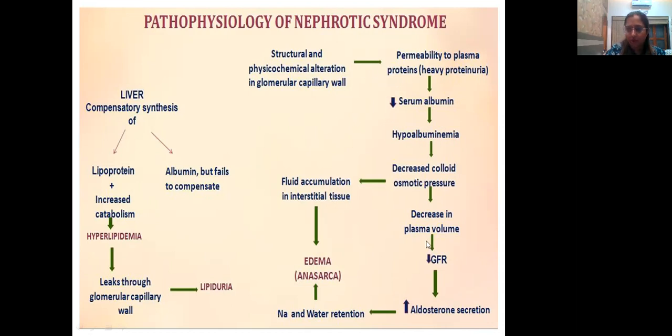Also, because there is so much proteinuria, so much loss of albumin, and we know that albumin is synthesized in the liver, the liver is going to go for a compensatory oversynthesis, and because of that, there are going to be increased amounts of lipoproteins. It does try to increase the albumin production, but fails to compensate to the normal levels. Also, side by side, there is an increase in the lipoprotein, but there is decreased catabolism of the lipoprotein. There is increased production, but decreased catabolism, as a result of which it leads to hyperlipidemia. This hyperlipidemia leaks through the glomerular capillary wall, as a result of which there is lipiduria.